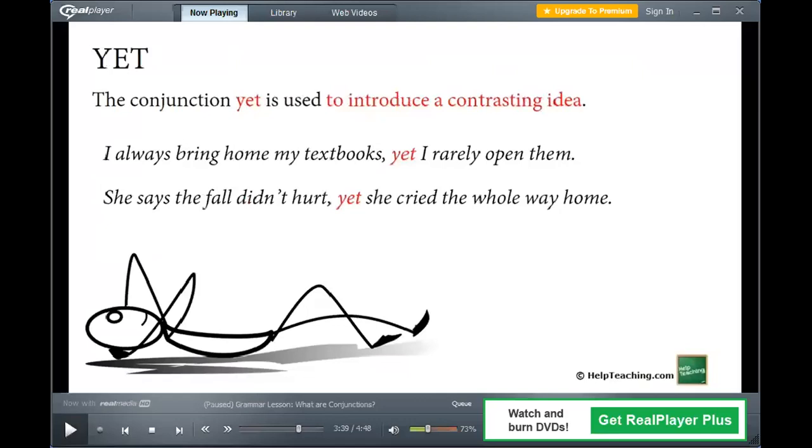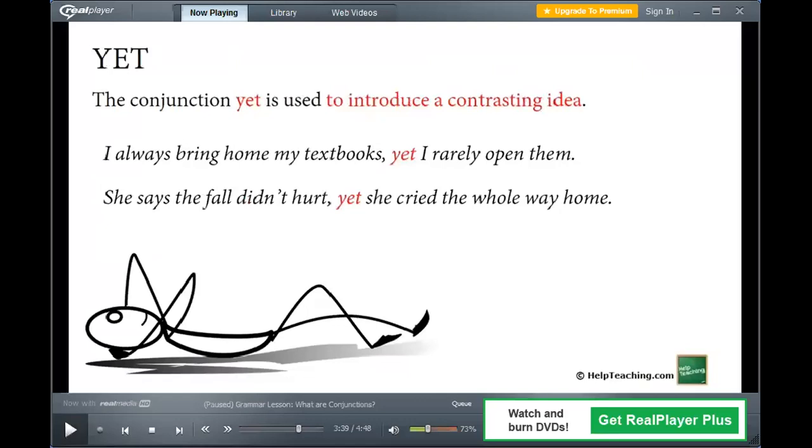Yet, I rarely open them. Even though the person brings his books home, he doesn't open them at all. So what's the use of coming with the books home? It's the contrasting idea. She says the fall didn't hurt, yet she cried the whole way home.